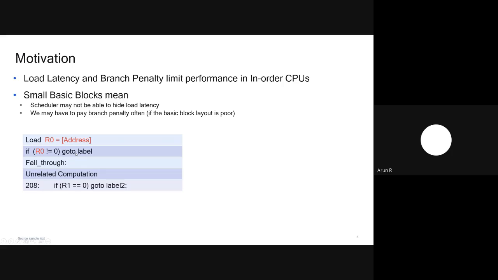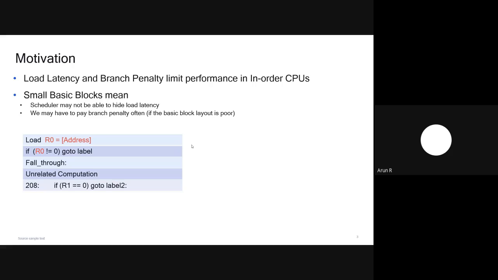So there is nothing that a basic block scheduler can do. If we also assume that from this basic block we often branch to this label, then we are also taking the taken branch penalty, which will also be significant if this kind of code gets executed very often. So this is where, in situations like this, the Superblock scheduler can help.